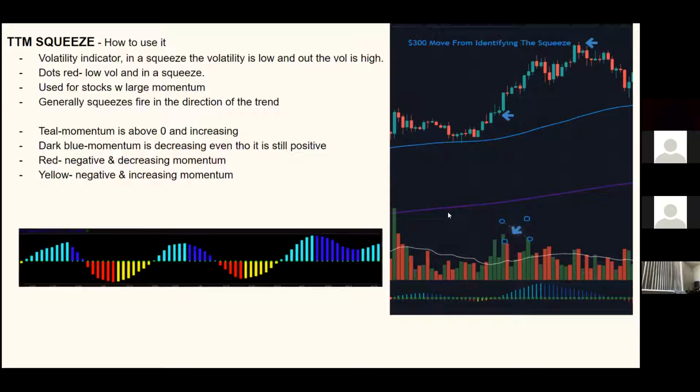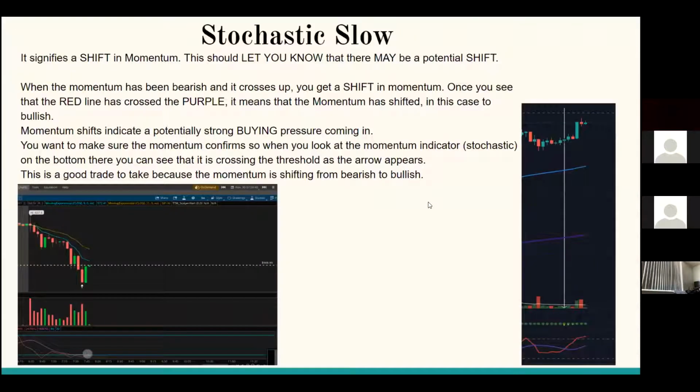So let's go over to the stochastic, and then I'll jump into the actual real life examples, and hopefully it makes more sense. I'll check both Facebook and Mara for you guys to look at as well. So stochastic slow: it signifies a shift in momentum. It basically allows you to get in before everyone else, right? This allows you to know that there may be a potential shift. Sure, I got you. I'll do DraftKings, Facebook, and Mara.